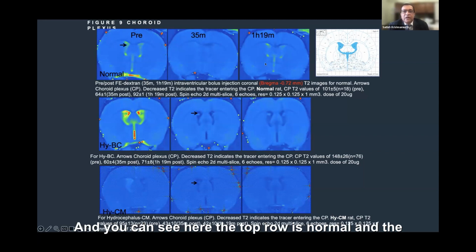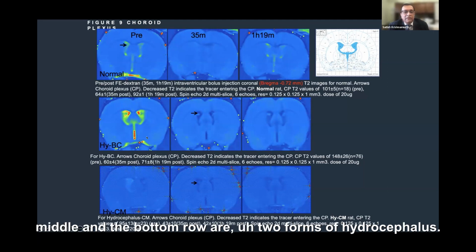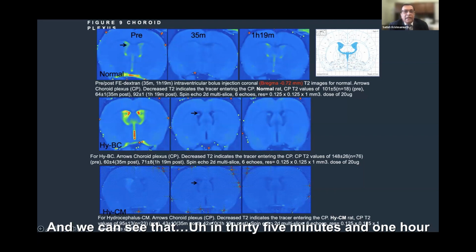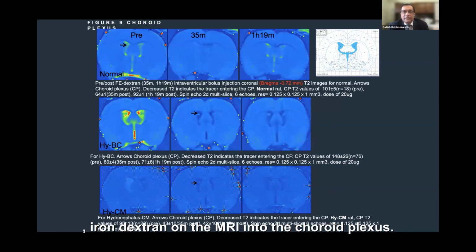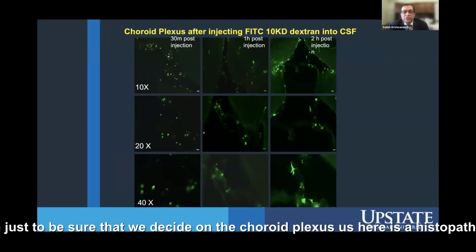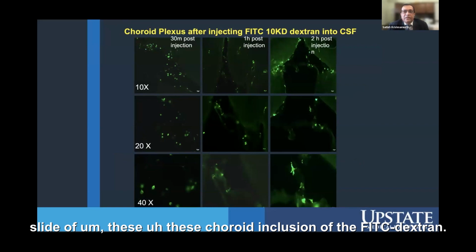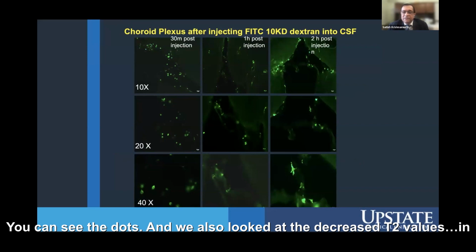And you can see here, the top row is normal, and the middle and the bottom row are 2 forms of hydrocephalus. And we can see that in 35 minutes and 1 hour 19 minutes, the second 2 rows, there is a pickup of the iron dextran on an MRI into the choroid plexus. And just to be sure that we saw it in the choroid plexus, here is a histopathology slide of the choroid plexus inclusion of the FITC dextran. You can see the dots.